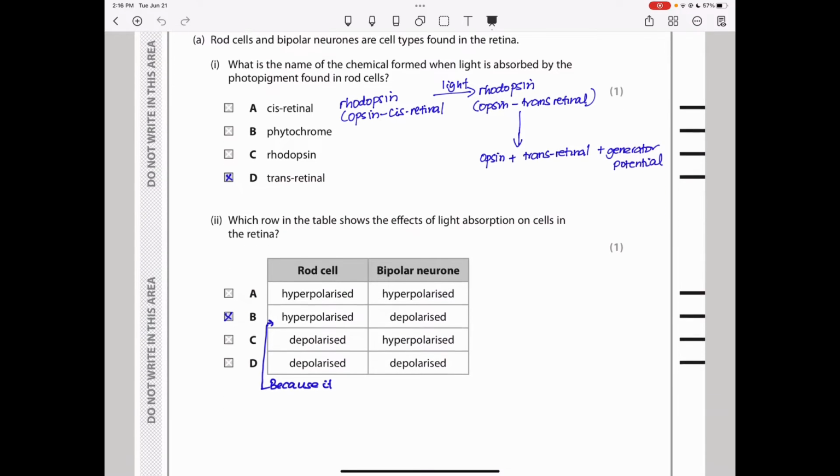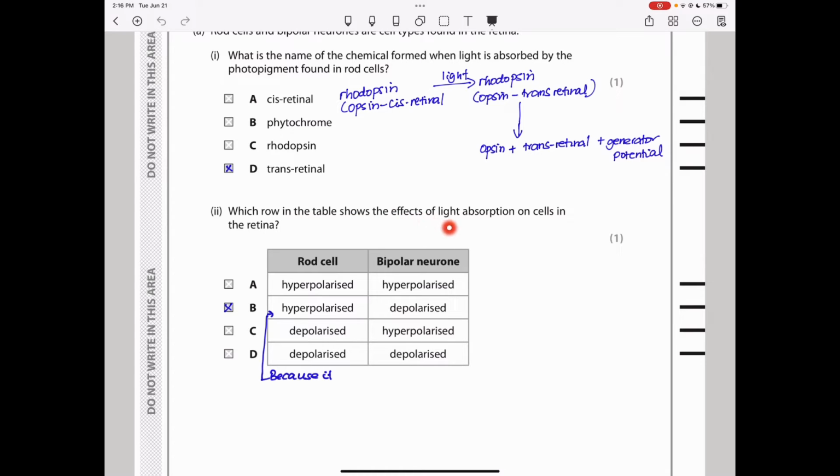And then the next part says, which row in the table shows the effect of light absorption on cells in the retina?